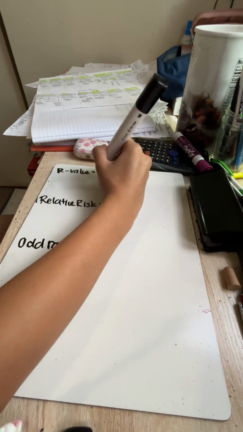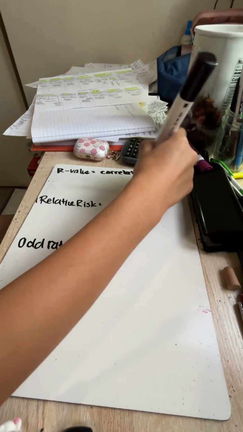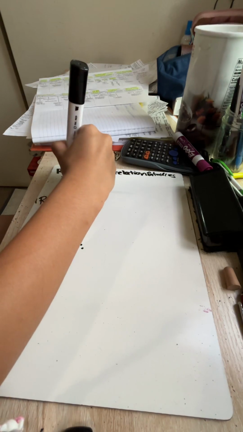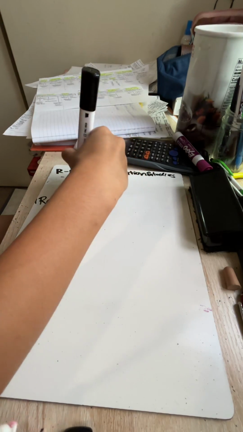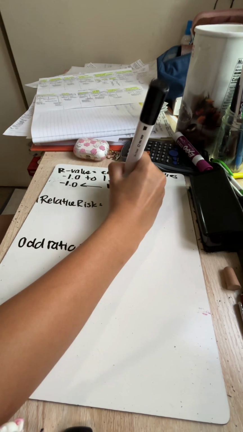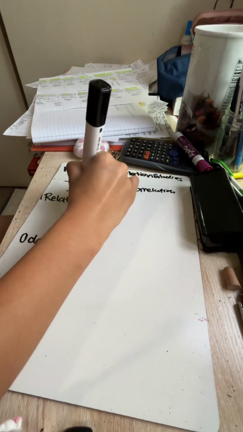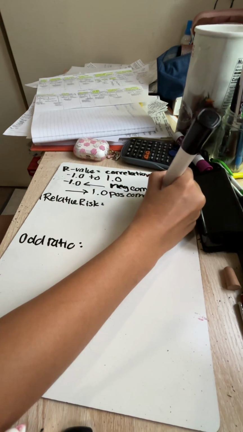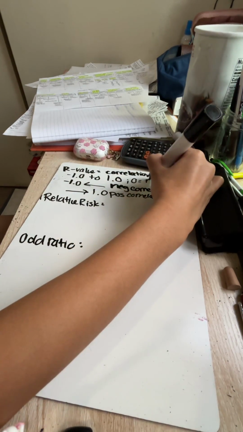So first we have R value, and R value has to do with correlational studies. R values are measured from -1 to 1. The closer it is to -1, it means that there's a negative correlation. The closer it is to 1.0, it means there's a positive correlation. And let's say it's 0, that would mean there's no relationship.